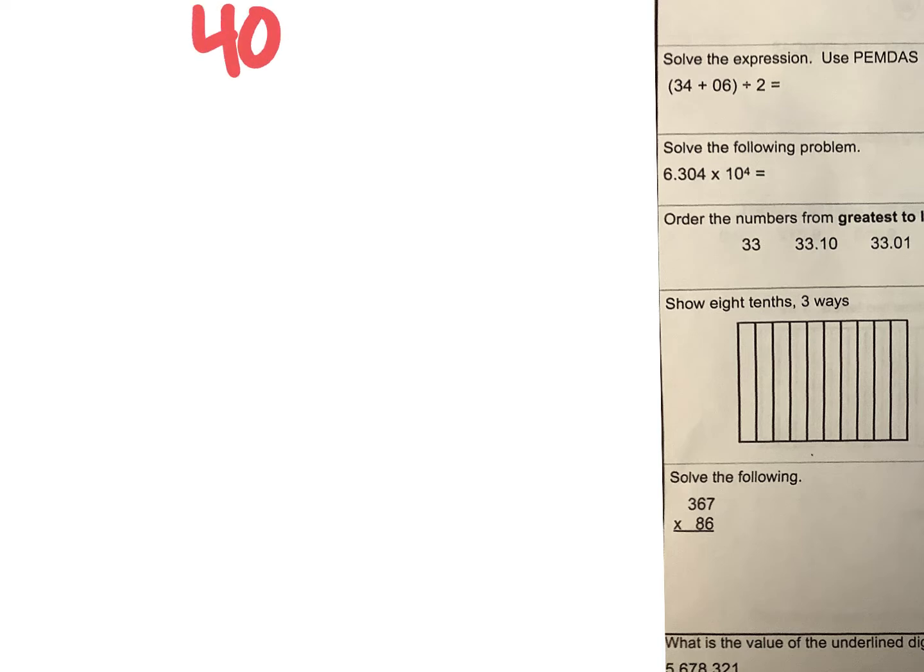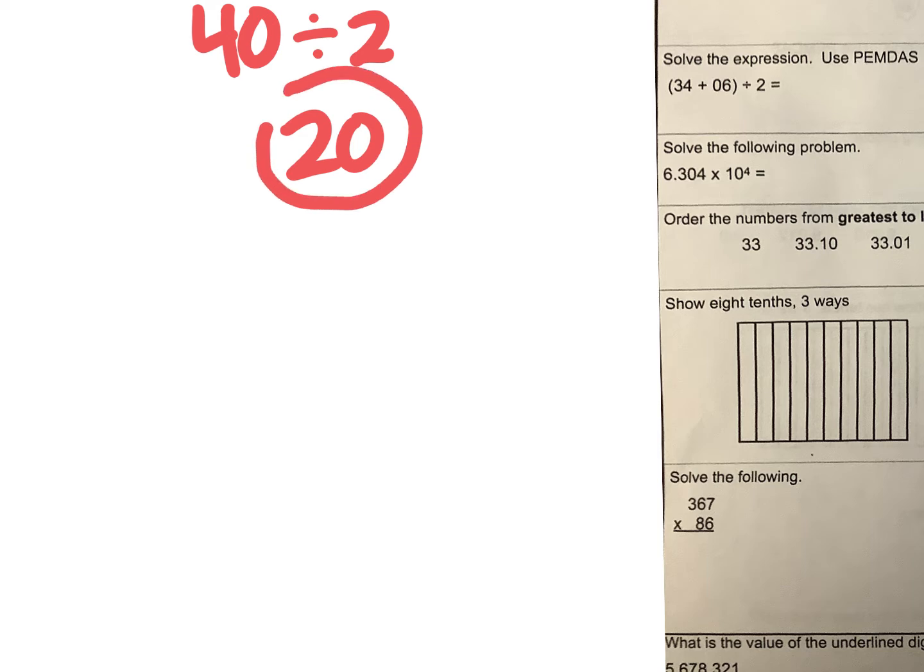Once I have my 40 listed, I'm going to bring everything down. I have no more parentheses, no exponents, no multiplication. But look here, we have some division. 40 divided by 2 is equal to 20, which is my final answer.